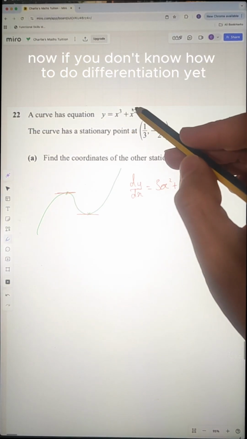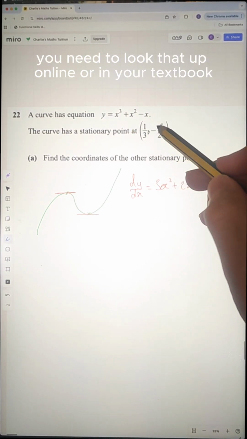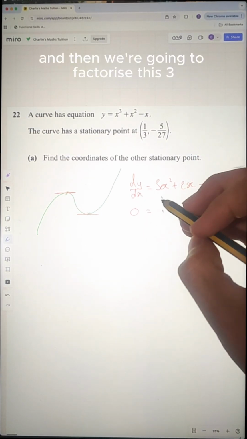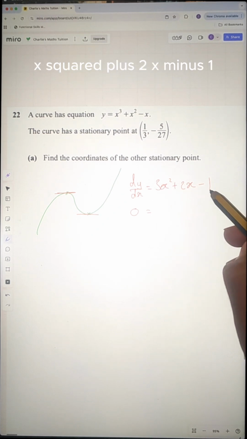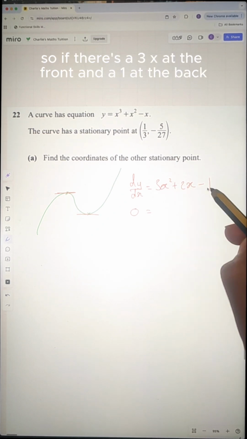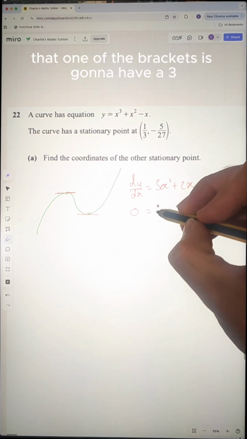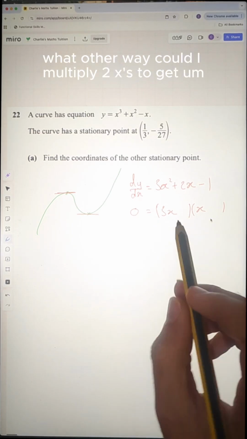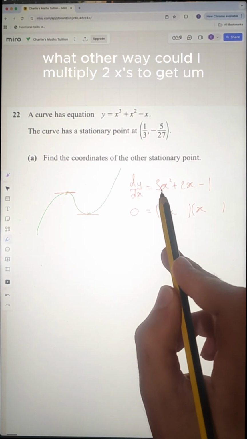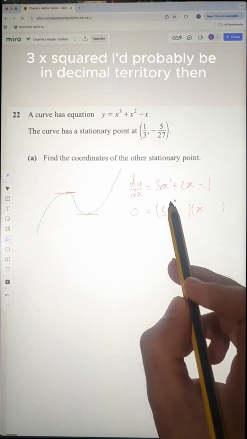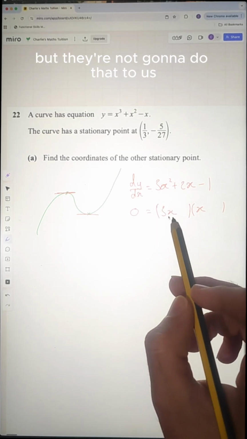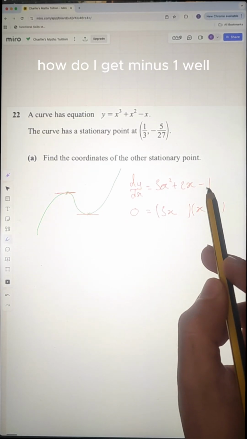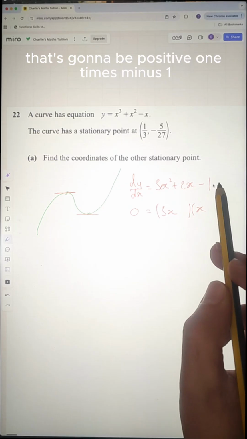Now, if you don't know how to do differentiation yet, you need to look that up online or in your textbook. Okay, so we're going to set the derivative equal to 0, and then we're going to factorize 3x squared plus 2x minus 1. If there's a 3x squared at the front and a 1 at the back, I'm pretty sure that one of the brackets is going to have a 3x, and the other one's going to have an x. What other way could I multiply two x's to get 3x squared? I'd probably be in decimal territory then, but they're not going to do that to us in a question like this. So it's probably 3x times x, and then how do I get minus 1? Well, that's going to be positive 1 times minus 1.